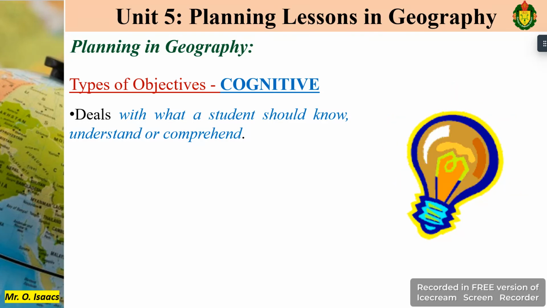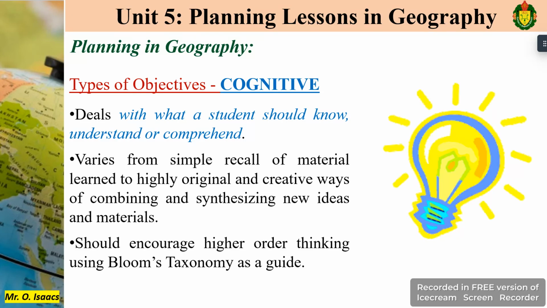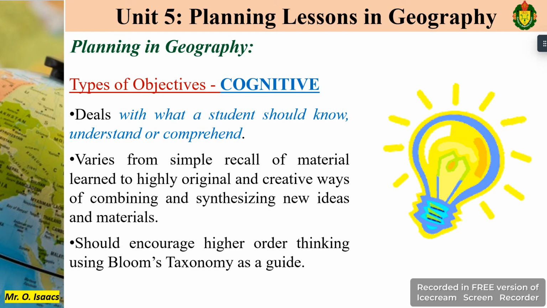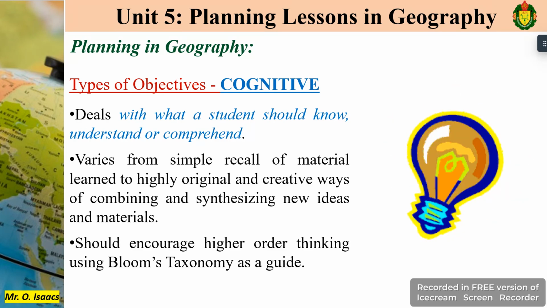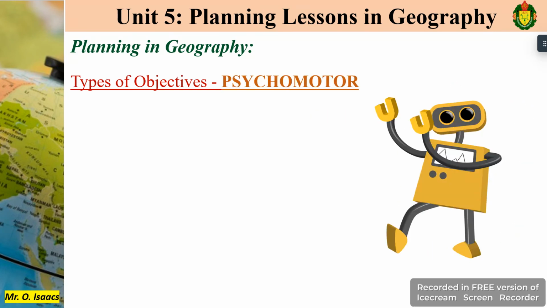So for the cognitive domain, it has to deal with comprehension and knowledge from the students. So it moves from recalling ideas to be able to think and develop or combine new ideas to create further learning. So it usually moves from the lower order to the higher order thinking domain of Bloom's taxonomy.